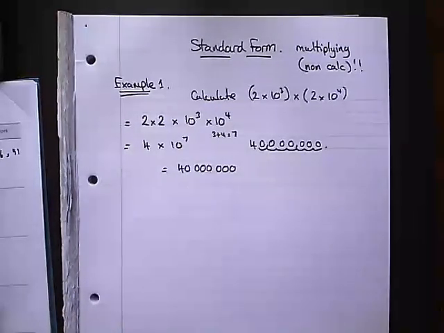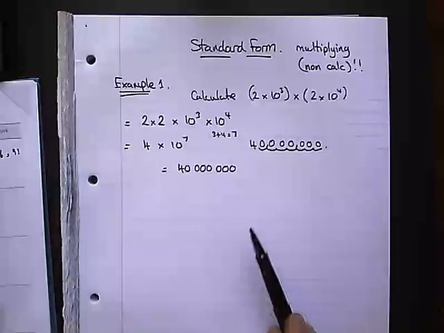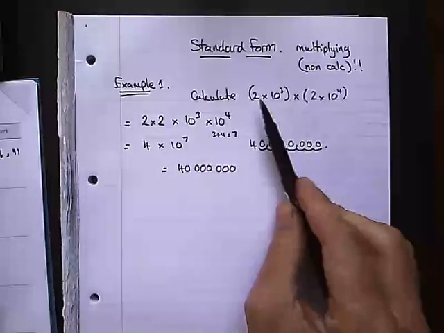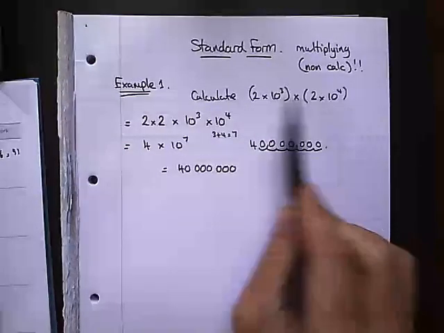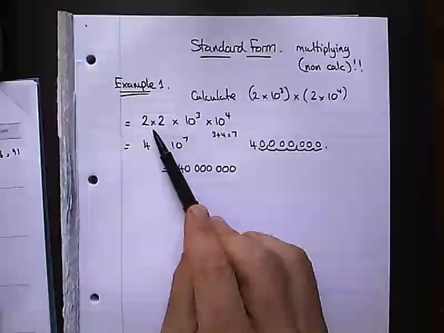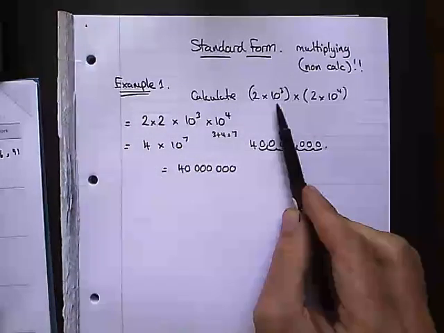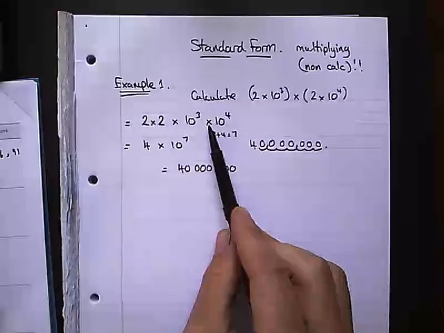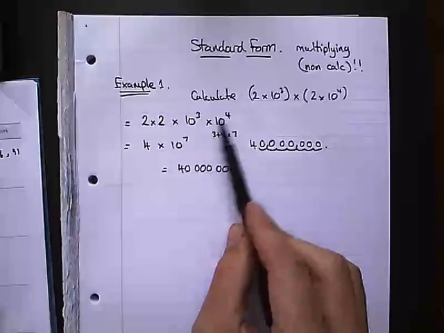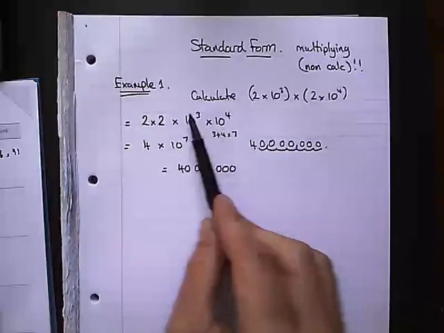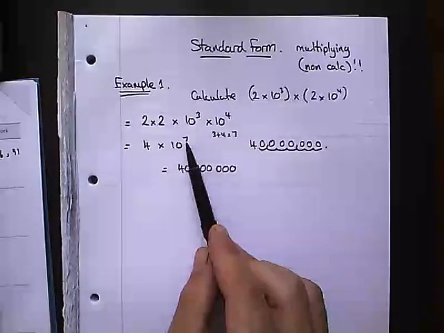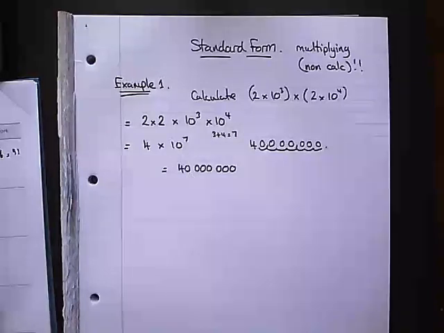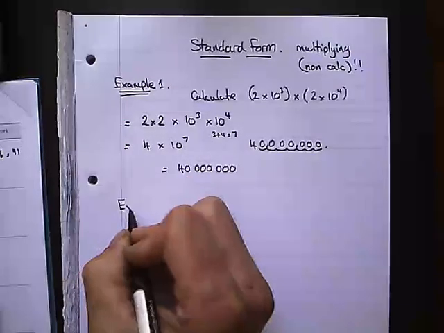Okay. But the calculating, let's just recap what we did. We took the numbers, we times them together, and we got 4. Then we took the 10 to the powers, we put them together and times them. Remember, when we're timesing, we need to add these two numbers. They're both positive, so it becomes a positive 7. Okay. Right, let's have a look at another example.